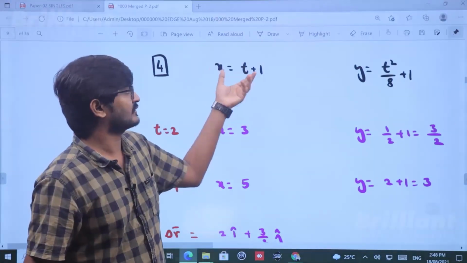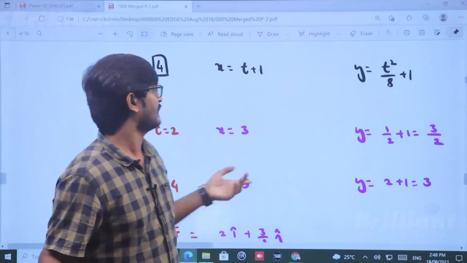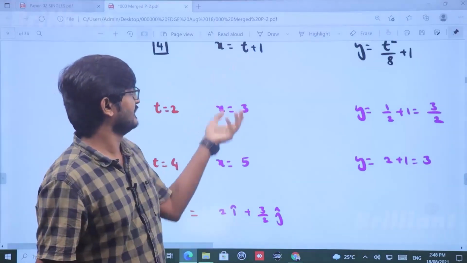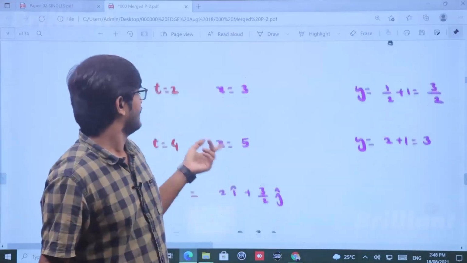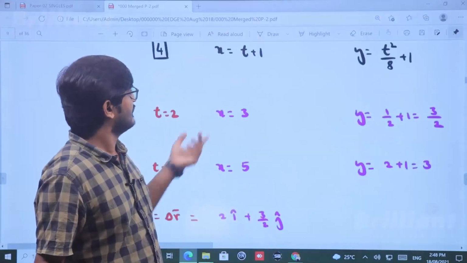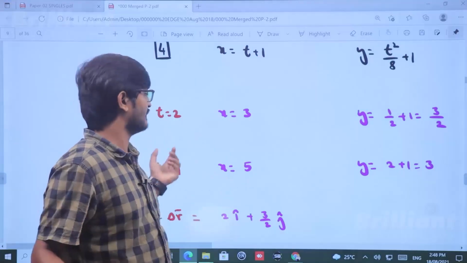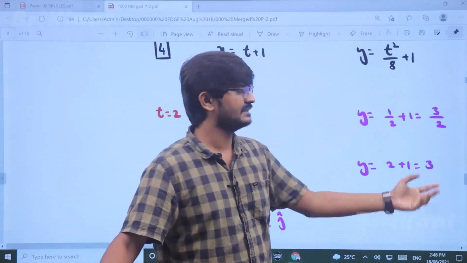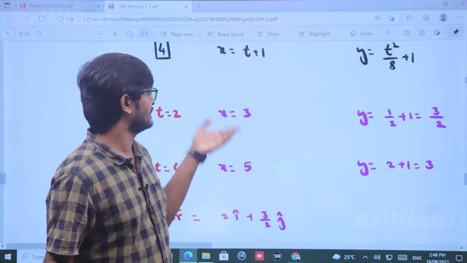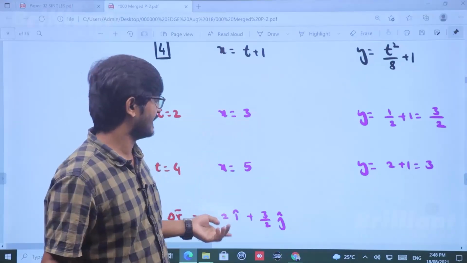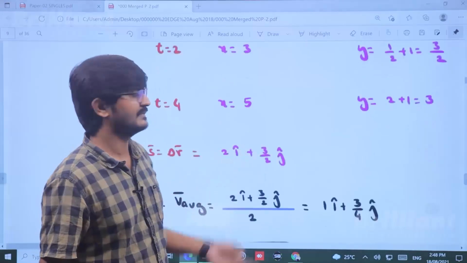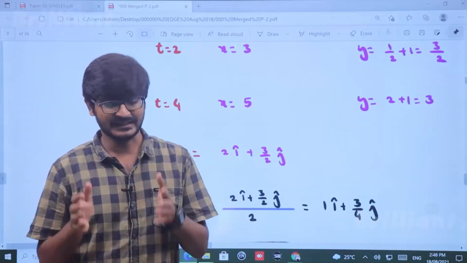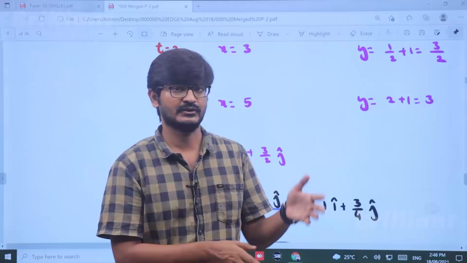So x coordinate, y coordinate. Now x coordinate at t equal to 2 will be 3, y coordinate at t equal to 2 will be 3/2. X coordinate at t equal to 4 will be 4 plus 1, 5. Y coordinate at t equal to 4 will be 3. Now what is the displacement? Displacement is 5 minus 3, 2 i cap, 3 minus 3/2, 3/2 j cap. So this is the displacement in how much time? In 2 seconds, that is from t equal to 2 to t equal to 4.